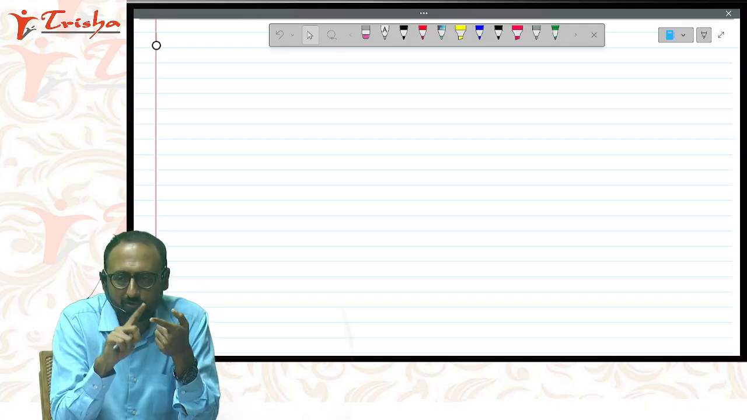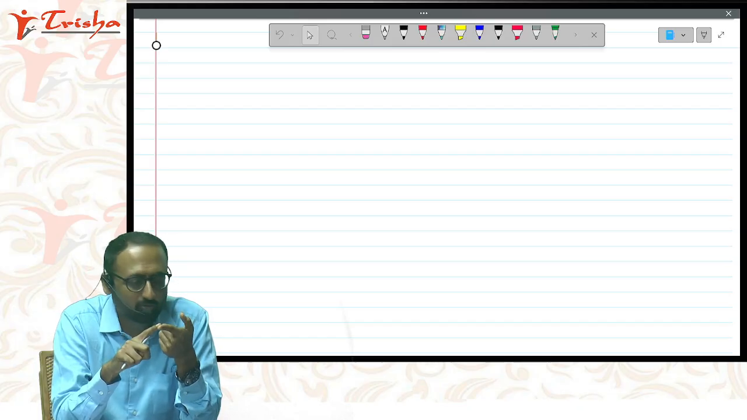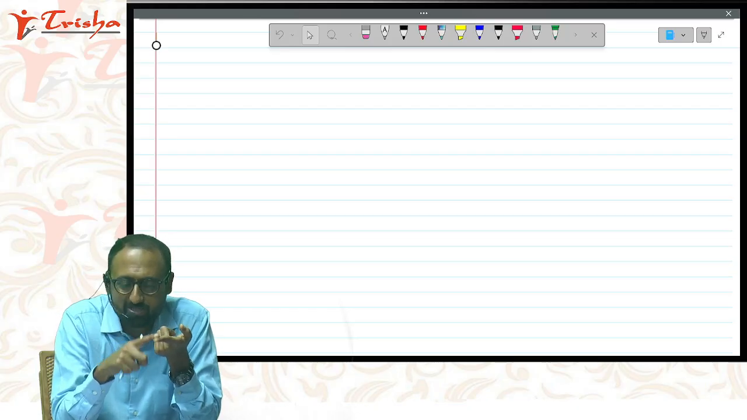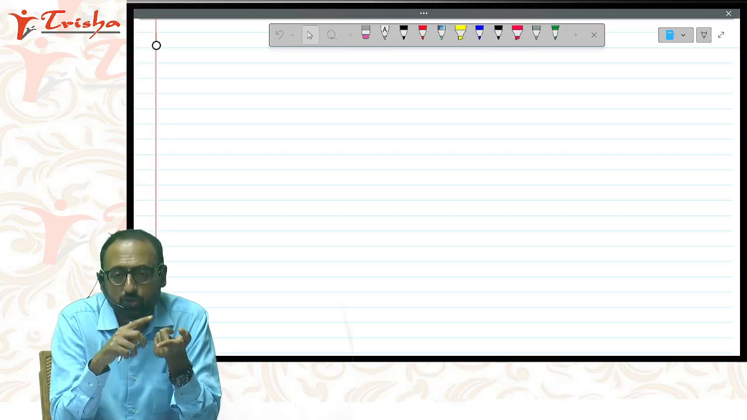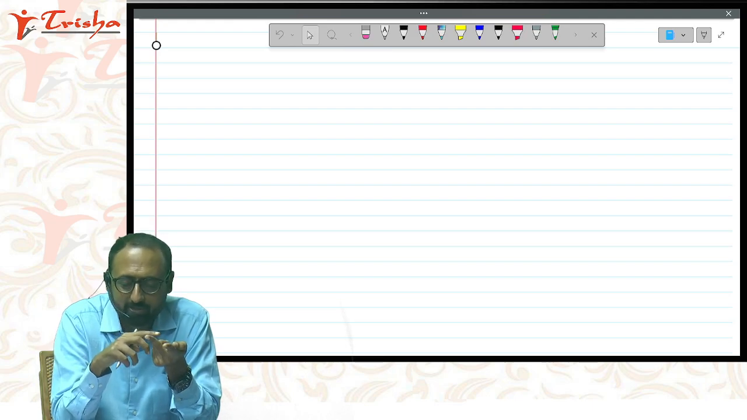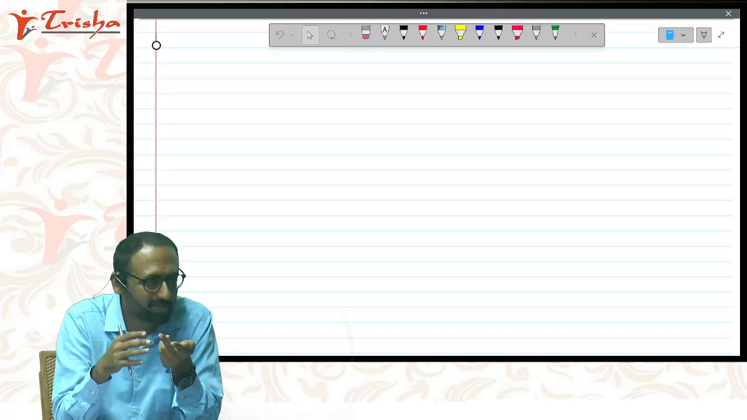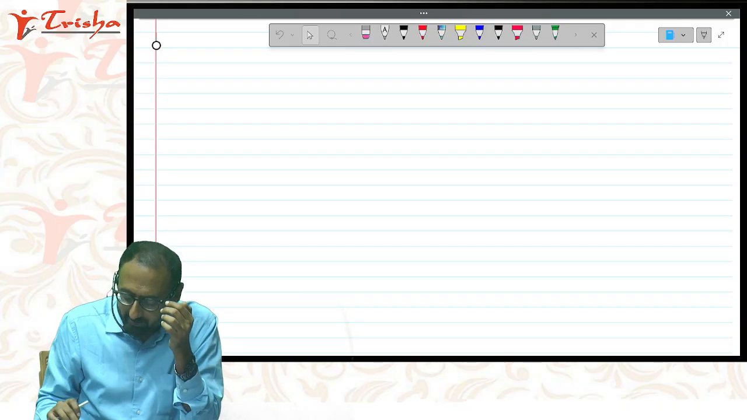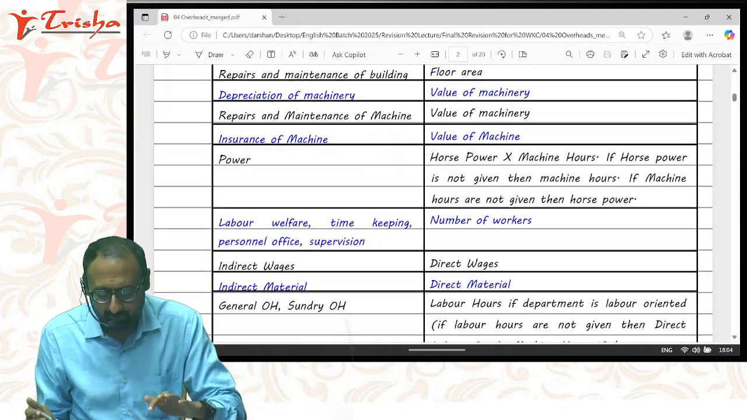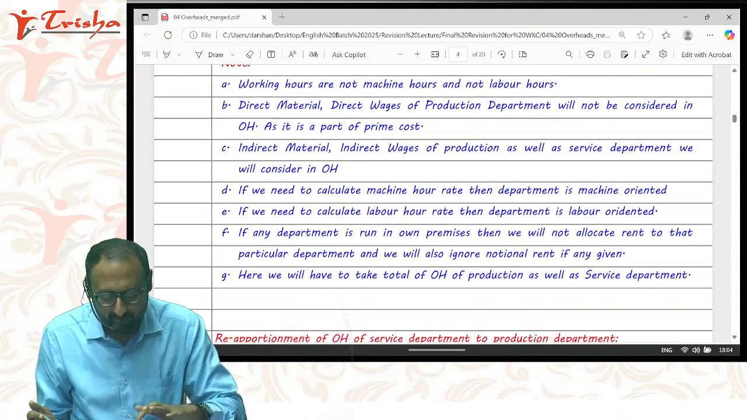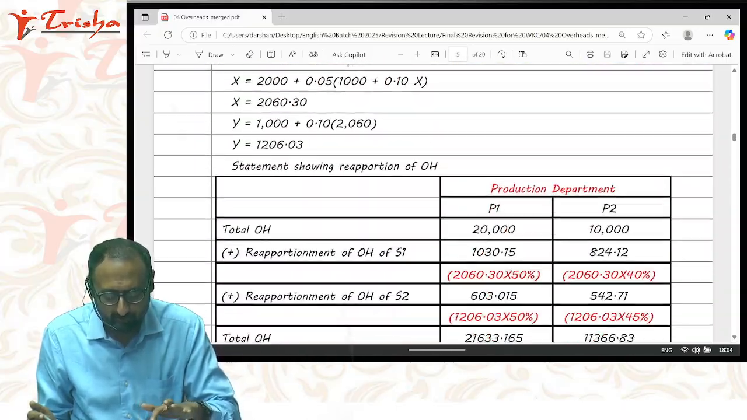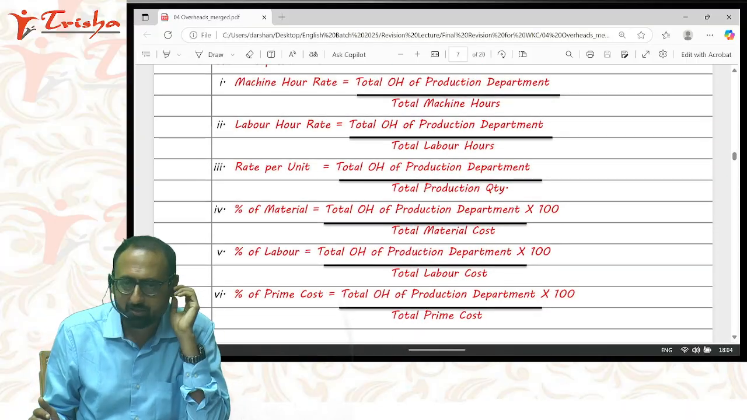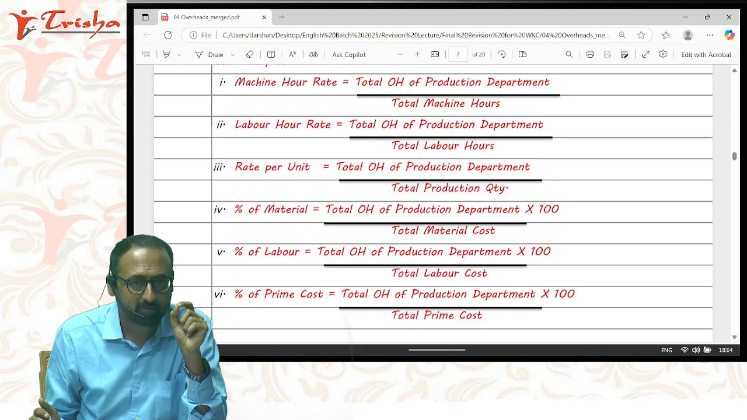For the machine hour rate, budgeted overheads divided by budgeted machine hours. Labor hour rate, budgeted overheads divided by budgeted labor hours. Unit rate, budgeted overheads divided by budgeted output. Percentage of material, budgeted overheads upon budgeted material cost into 100. Percentage of labor, budgeted overheads upon budgeted labor cost into 100. Percentage of prime cost, budgeted overheads upon prime cost multiplied by 100. So this is how you calculate the overhead absorption rate. This is also called a predetermined rate.